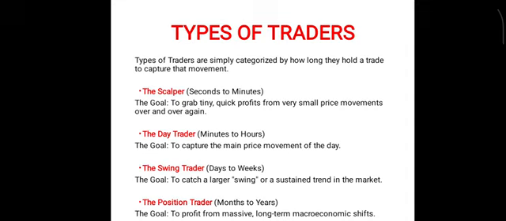The day trader, this one makes use of the hourly to minutes time frame for the analysis. That is on our TradingView. So the goal is to capture the main price movement of the day. This type of trader tends to execute about 1, 2, or 3 trades in a day, and within 24 hours the trade tends to hit TP or stop loss. TP as in take profits.